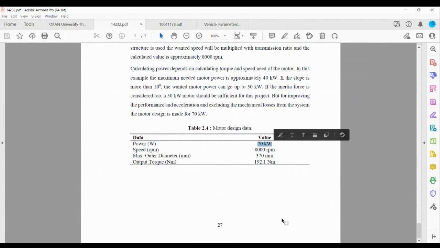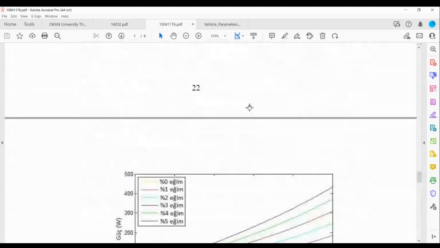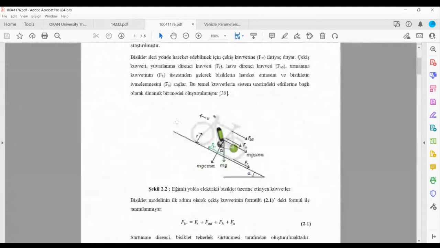Okay. Also, the motor is selected as 70 kilowatt, speed 8,000 RPM. Maximum diameter, no, it's not important, it's just a tire. Output torque will be 192 Newton meter. Good. In the next figure, it's Turkish, but it's not important.